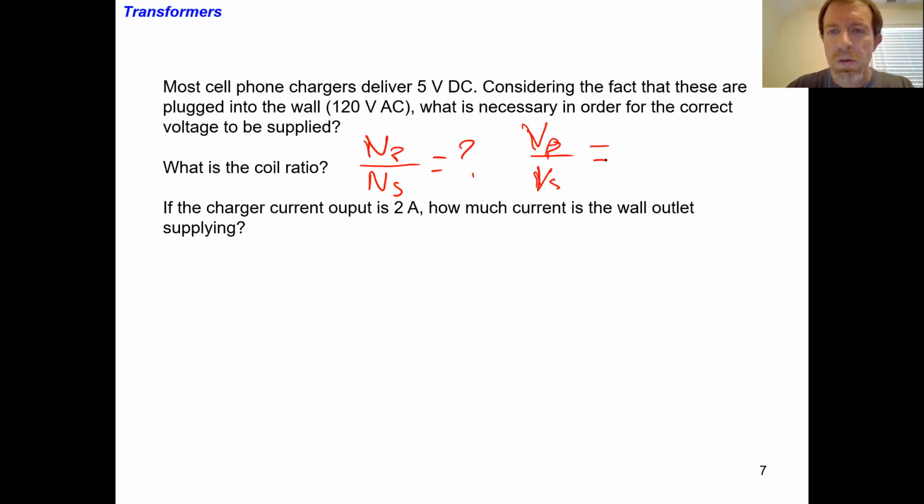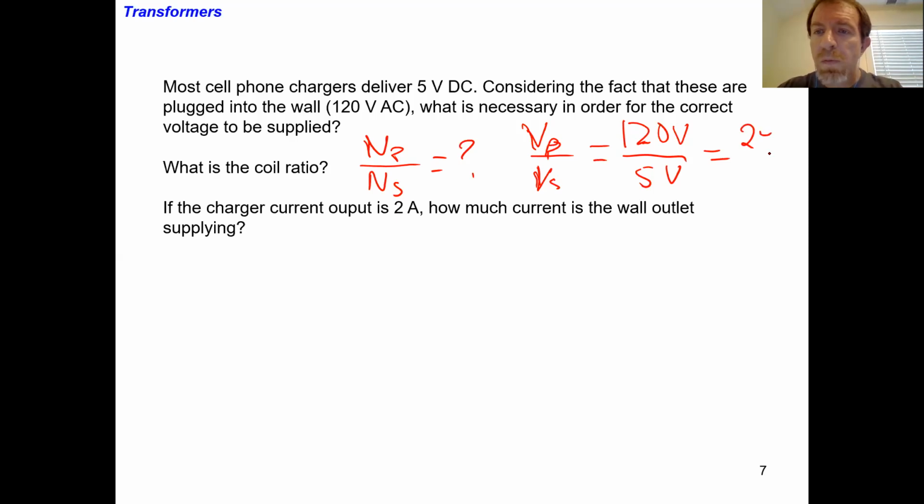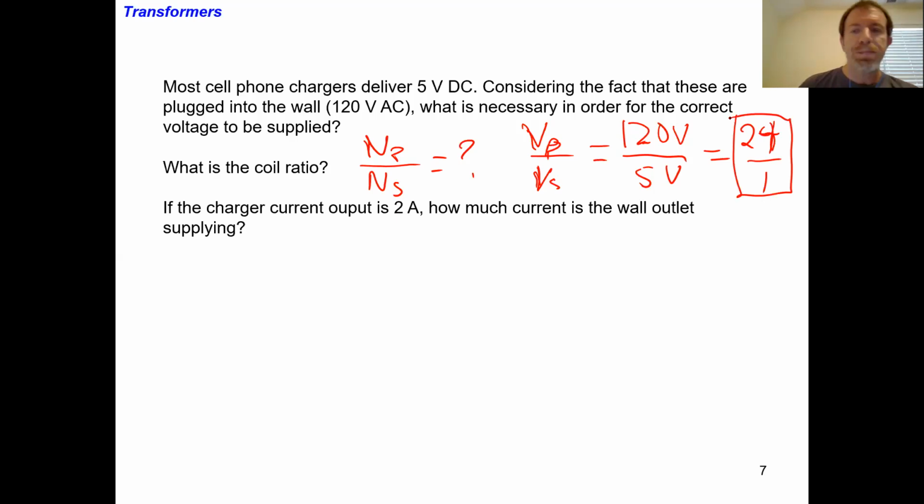Do we know that? Sure. The primary, the source of my voltage, is the wall. It's 120 volts. Divided by the 5 volts, that's my secondary. 120 divided by 5 is 24. So we could say that the coil ratio is 24, or we could say that this is a 24 to 1 ratio. And that's my answer. It's a 24 to 1 ratio. Use your imagination. That says 24, I swear.